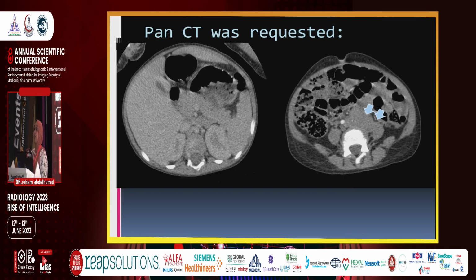Pan-CT was requested, searching for the primary, suspecting neuroblastoma. First, we checked the suprarenals, which were free. Then, when we checked the other cuts, we can see a left isodense soft tissue mass, which elevates the left common iliac artery. This is the typical site of the organ of Zuckerkandl, which is a site of the primary neuroblastoma.